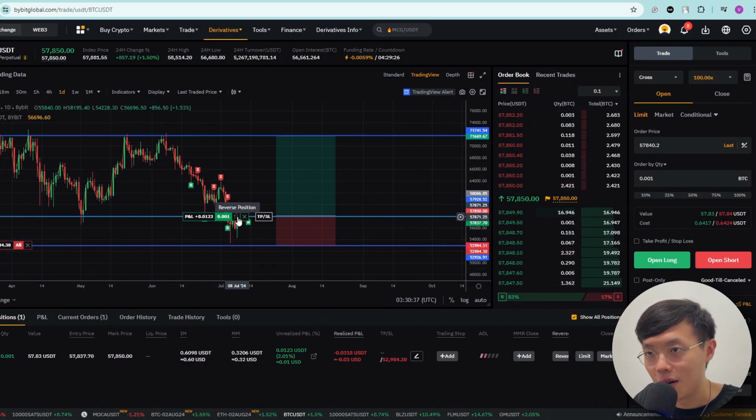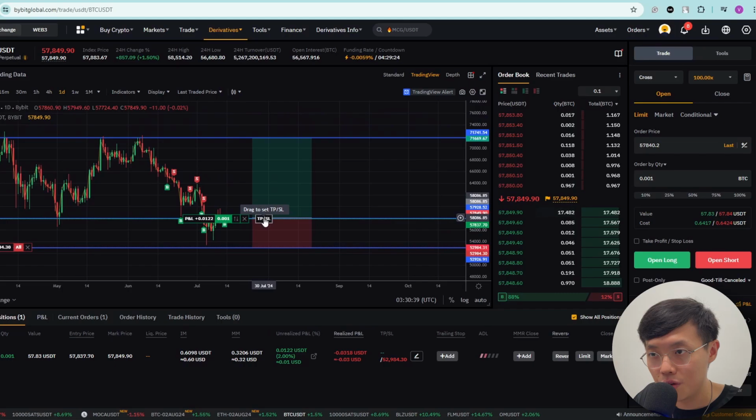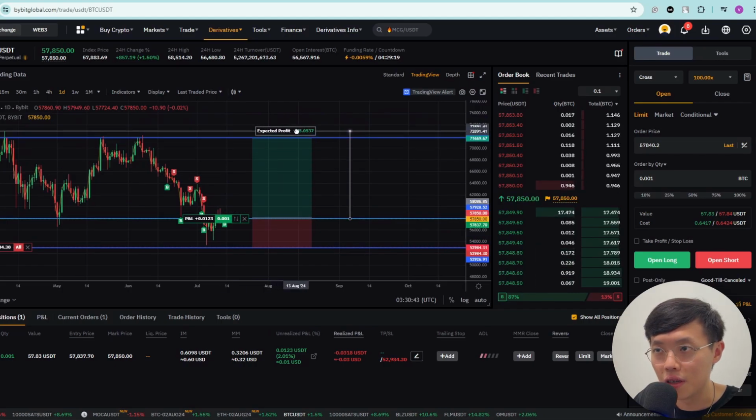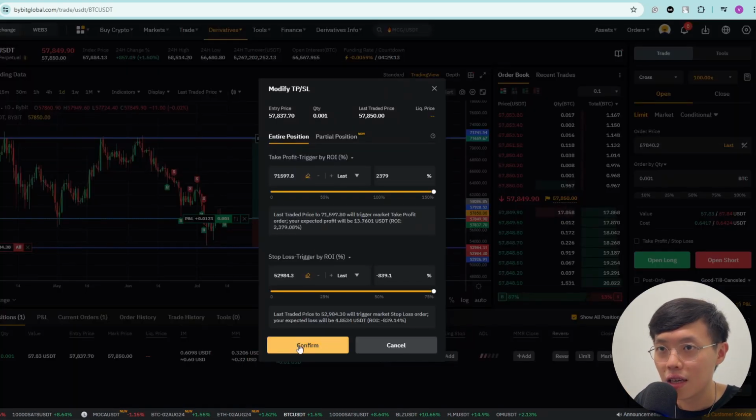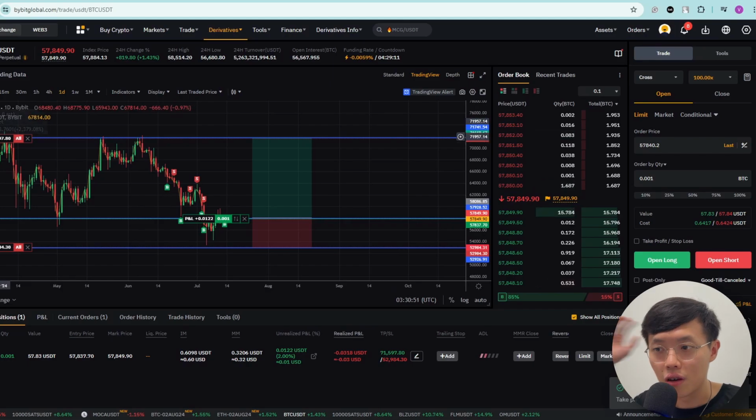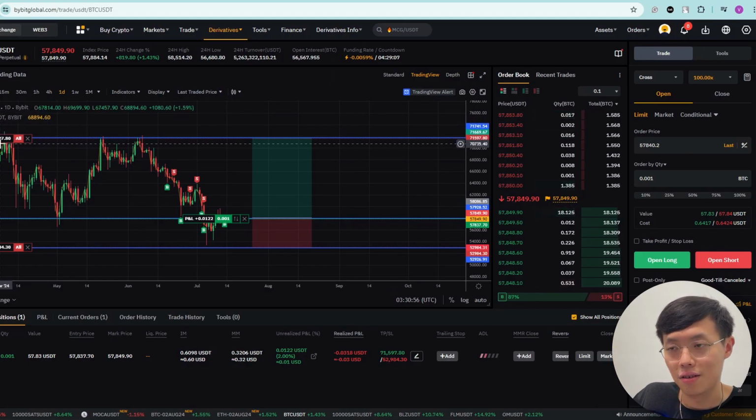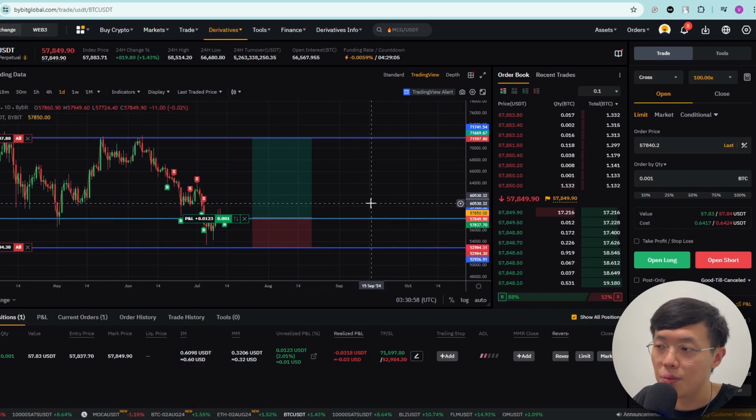You want to open up a TP also, you just drag up, right? Pressing this and drag up all the way to here. And you can see how much you can earn. And you press OK, right? There we have a stop loss order. As simple as that. Okay, so this is TPSL.